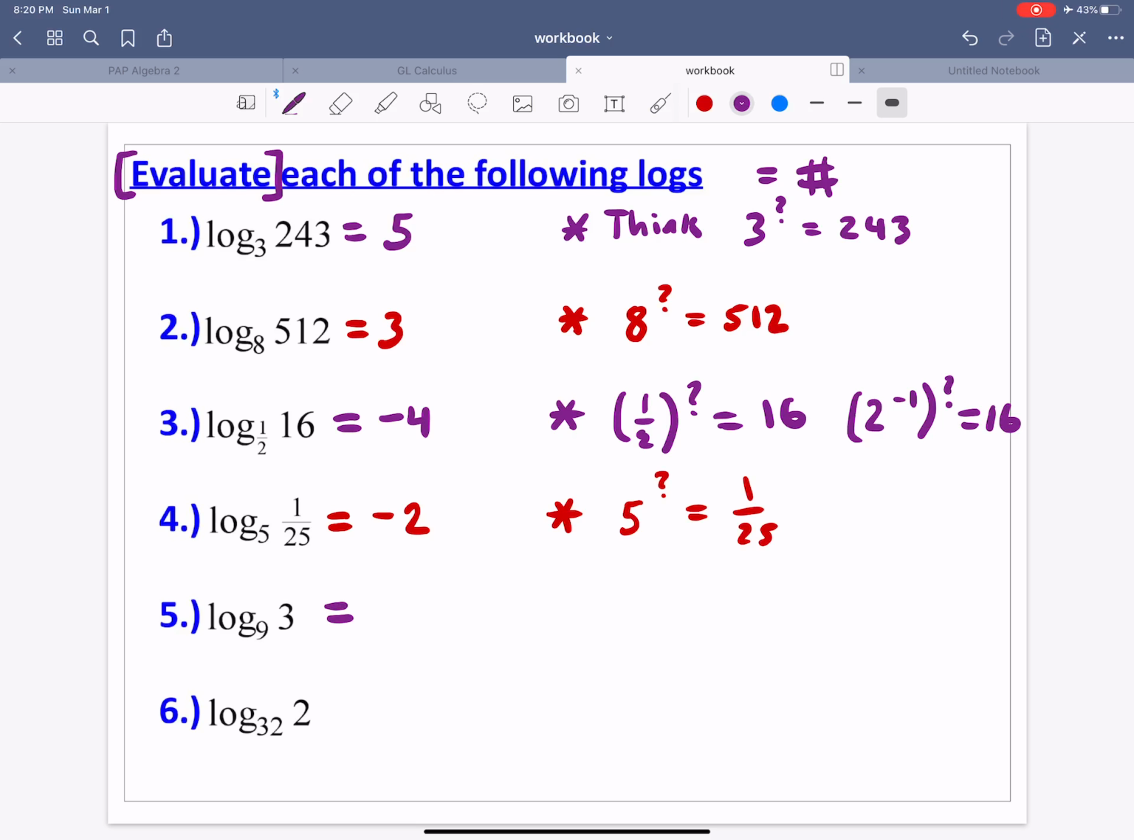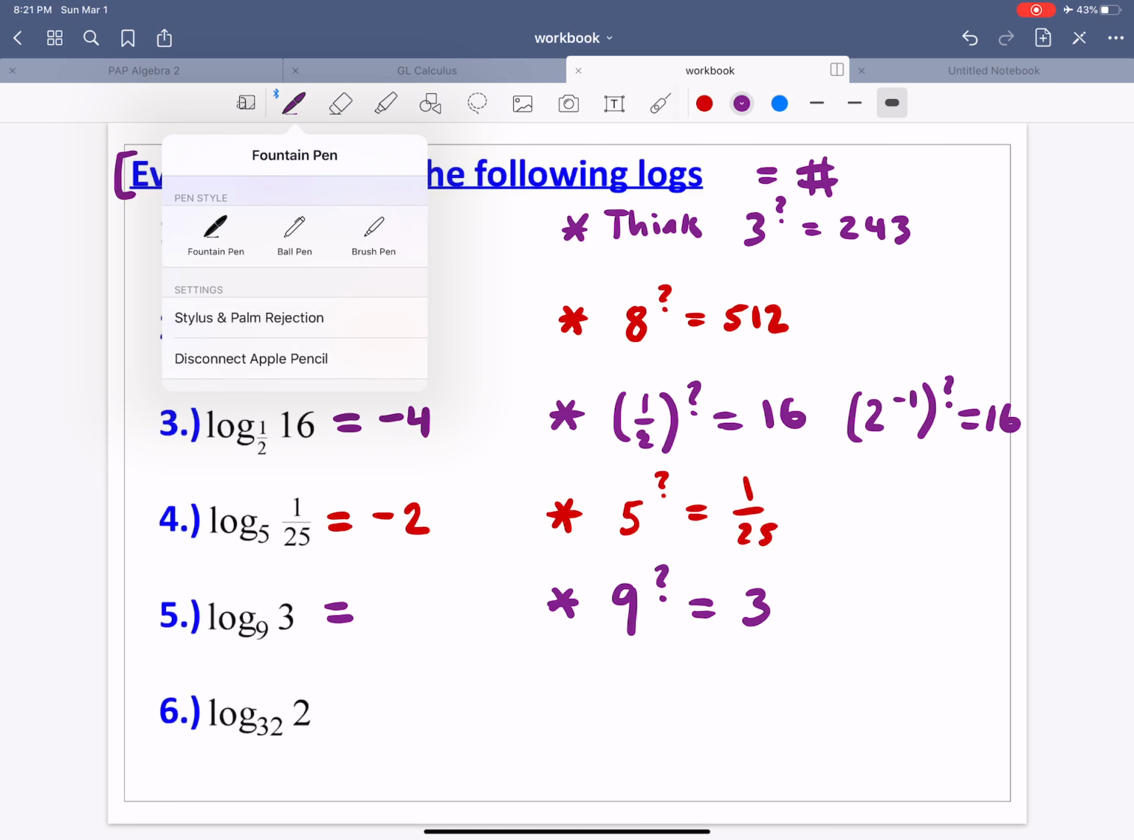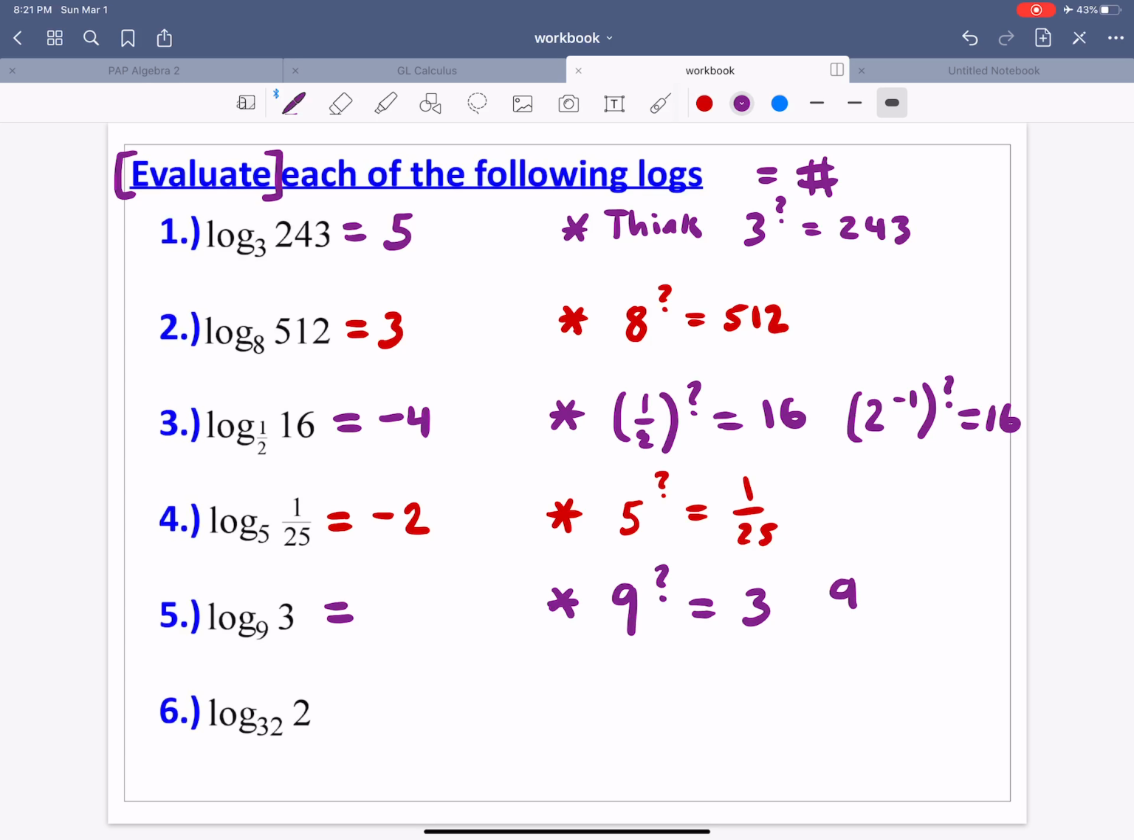So we know that this is going to equal a number again. And for this one, we're going to think 9 to a mystery power equals 3. Oh, man. This is tricky because we're taking 9, raising it to a power, and we're getting 3. Now, in order to know how to do this, you have to remember how to rewrite 9. We all agree that the square root of 9 equals 3. We all agree with that.